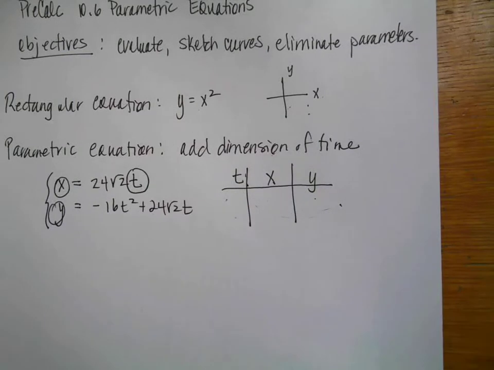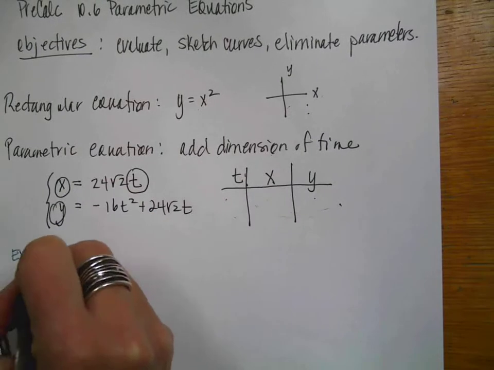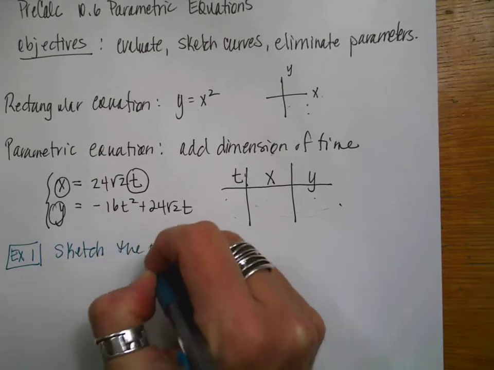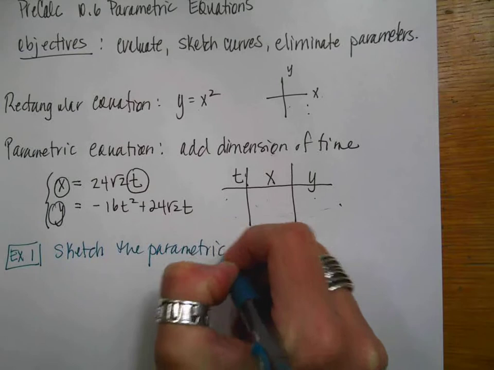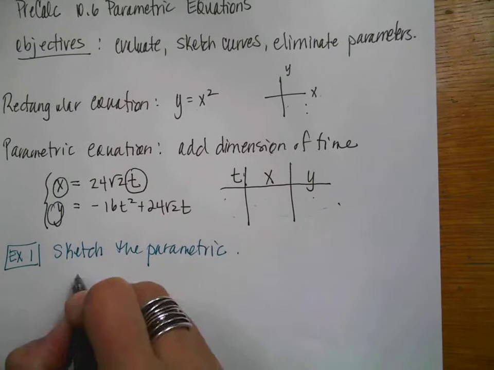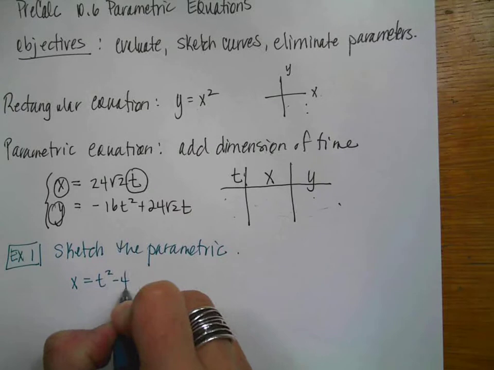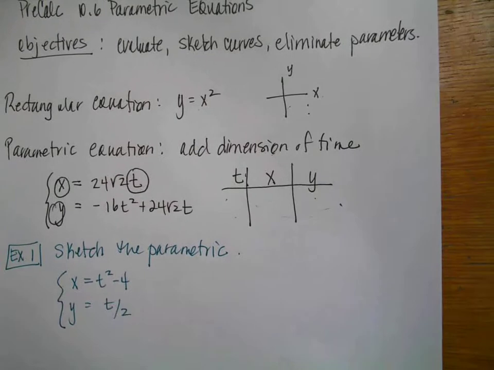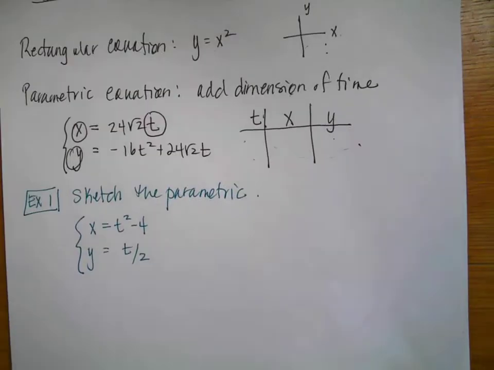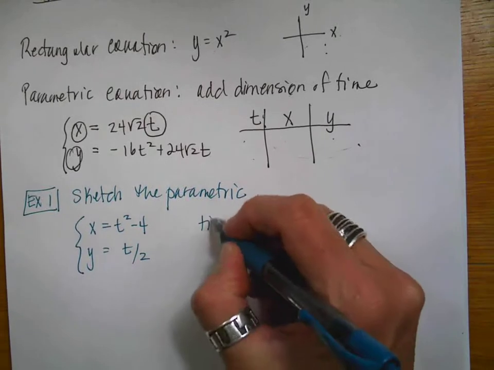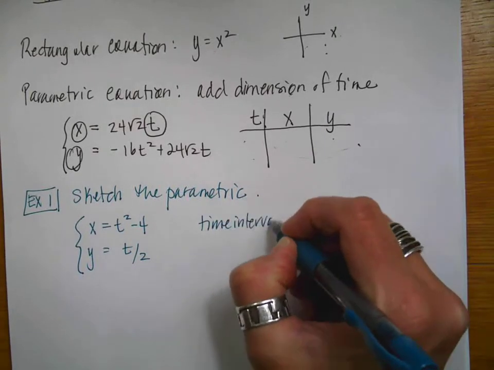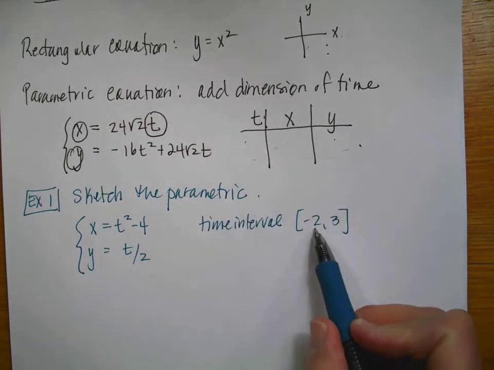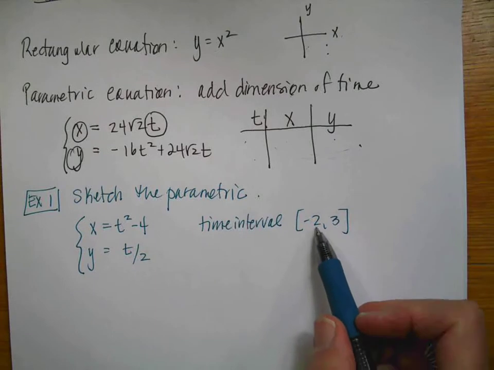So let's just do a little example, okay? And it's really not an example, but we want to sketch the parametric. You're going to need your calculator because I'm going to show you many things about your calculator. We're going to be given a parametric equation of x equals t squared minus 4 and y is equal to t over 2. Remember, it takes two equations to write one parametric equation. For my time interval, which is also something that we have to include, I'm going to go from negative 2 to 3. And I know it seems a little bit weird to have negative time, but don't get too wrapped up in that detail.